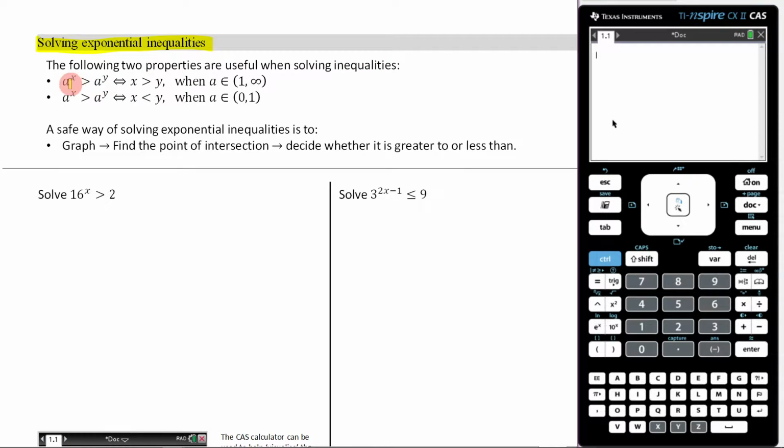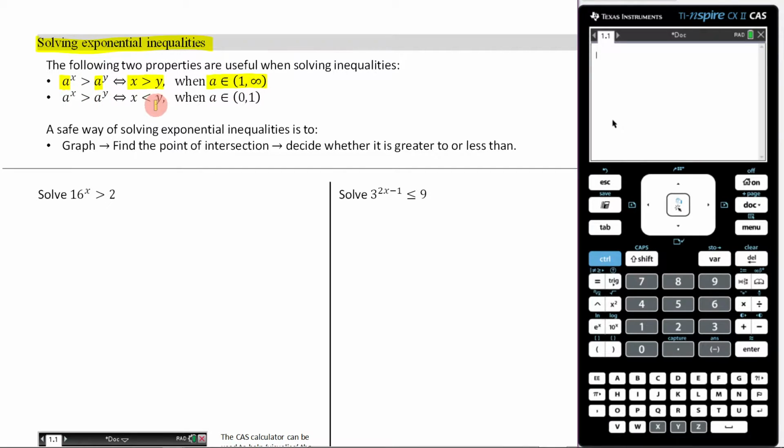The first one tells us that if a to the x is greater than a to the y, that means x is greater than y, but only when a is between 1 and infinity, or when a is greater than 1. So you can only say that x is greater than y when the base is greater than 1.